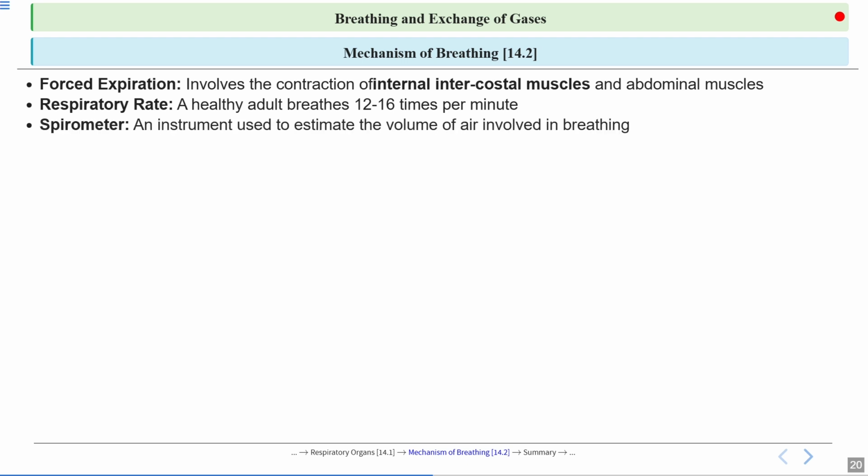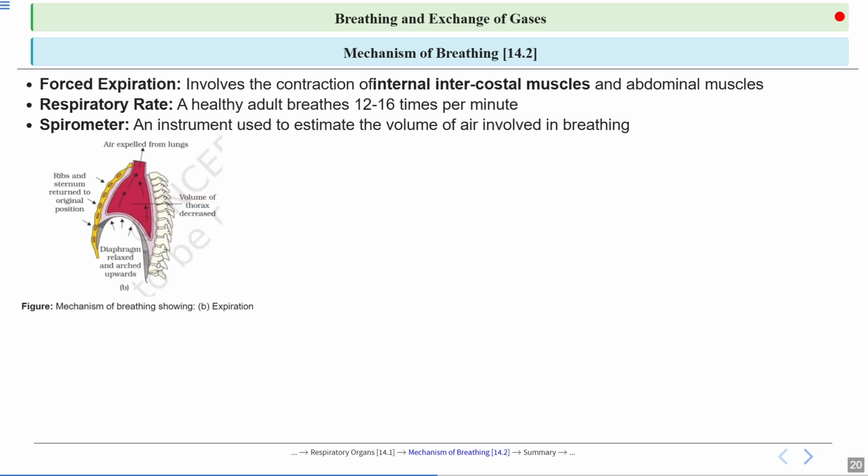Now, what is a spirometer? So, a spirometer is a device, an instrument used to estimate the volume of the air involved in breathing. And if there are some variations in the spirometer reading, then you can tell the person might be having some respiratory related issue. Okay, so this we have already discussed. This is the mechanism of breathing that is being shown to you.